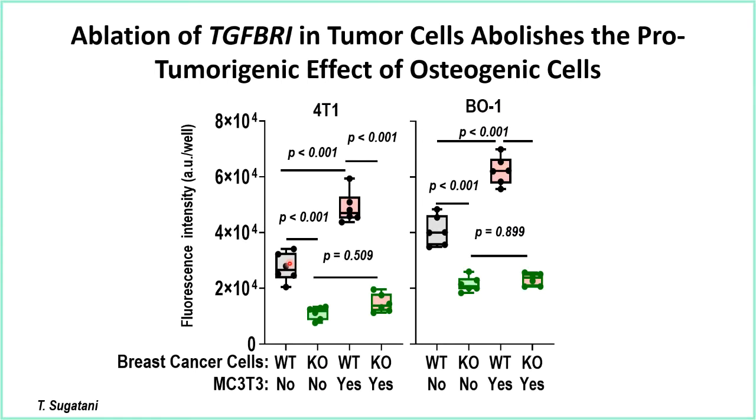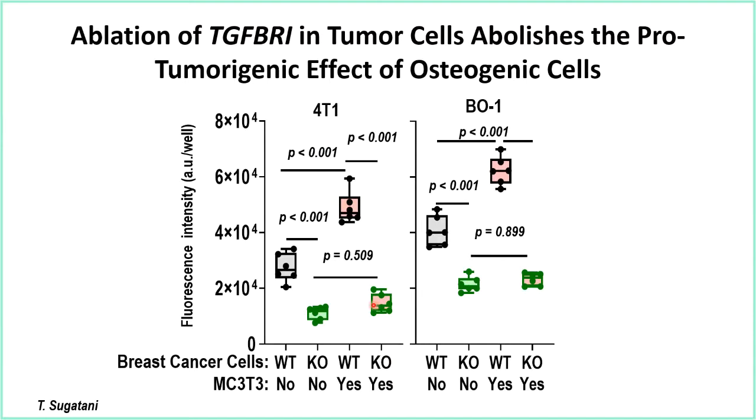Now, if we grow these tumor cells in the presence of the osteogenic cells, as we've seen before, there is a twofold increase in growth. But if we co-culture the knockout cells, lacking TGF-β receptor 1, with osteoblasts, this enhancing effect is completely abolished.